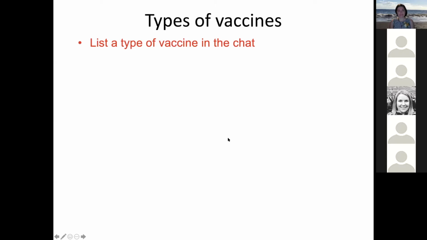Okay. Now, one of the things in the application section that you do need to know for the test, and it's pretty cool, is that vaccines are not all the same as each other, right? So there are different types of vaccines. Claudia asked a great question I want to come back to in a second. While I'm thinking about her question, I'd like you to list a type of vaccine that you know of in the chat based on your prep. What were the types of vaccines that we talked about?